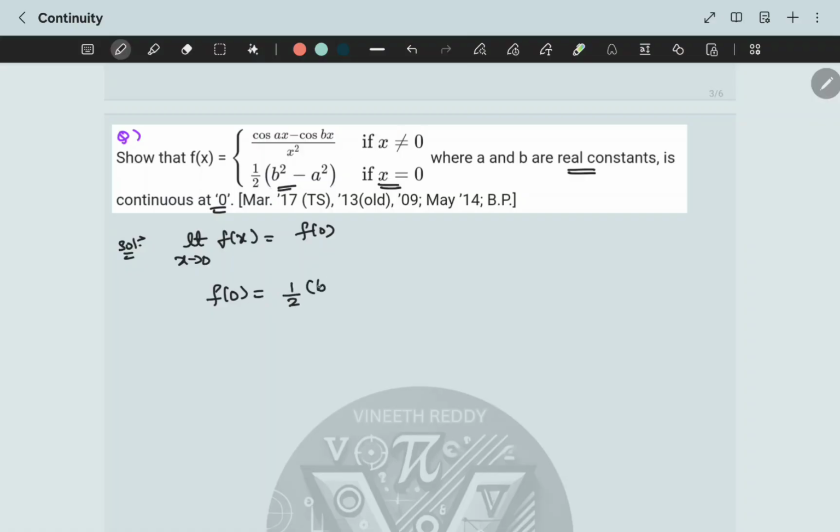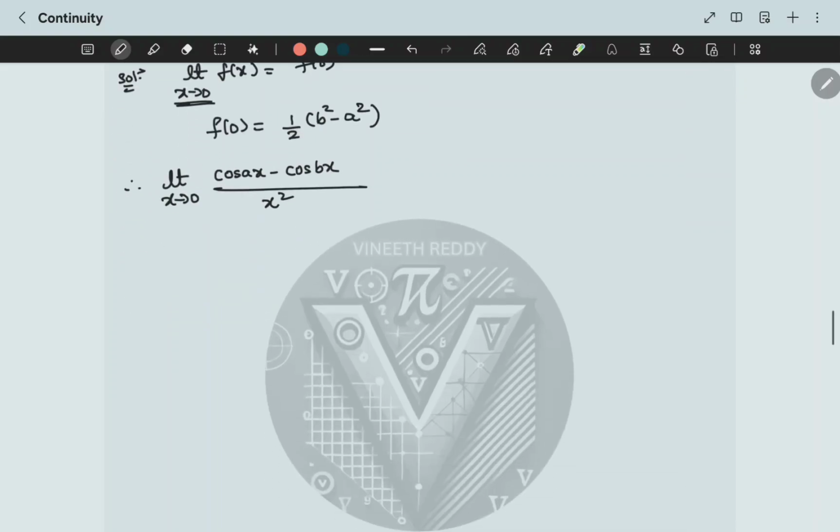That is half of b square minus a square. Now let us just find the left hand side of the equation. That means limit x approaches 0, instead of f of x, when x is approaching 0, that means x is not equal to 0, we will be taking this function, that is cos ax minus cos bx divided by x square.